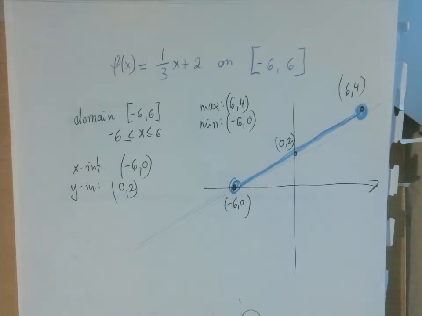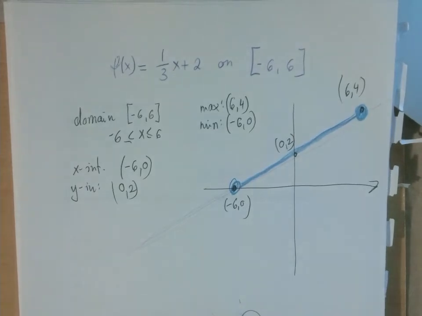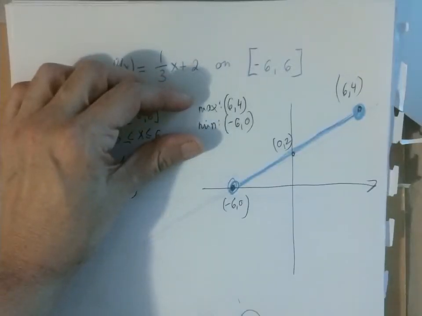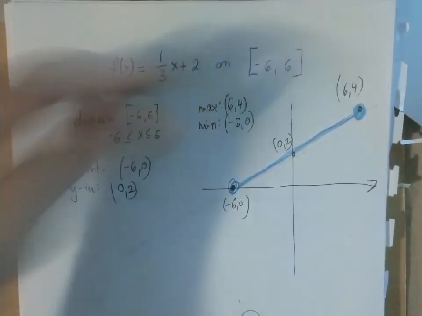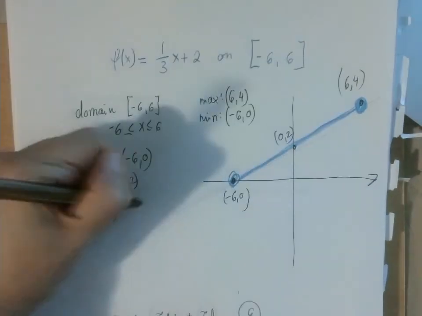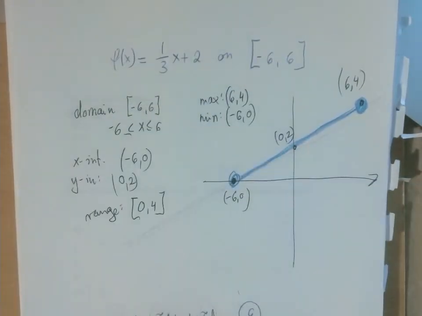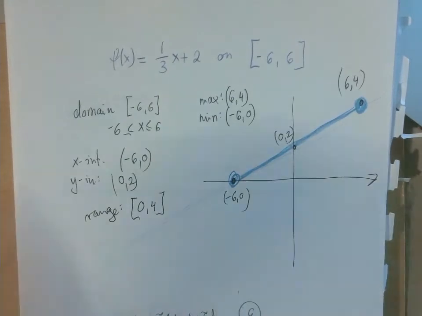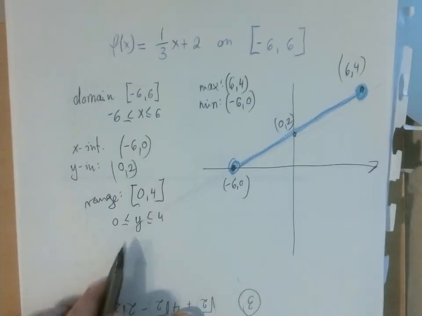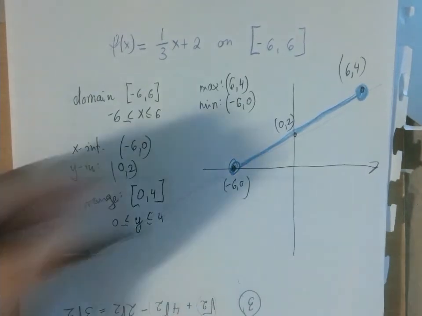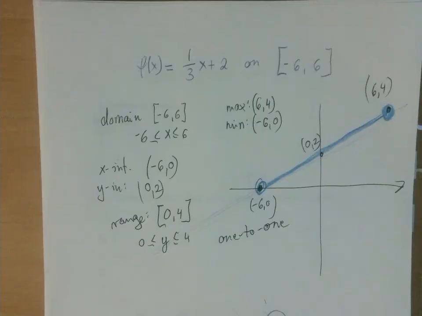Okay, now we can go back to the range. Because in this particular case, the range is really all the numbers between the minimum and maximum, right? So the range is, we're going from 0 to 4, right? And it's a closed interval because 0 and 4 are taken as y values. So this would be the inequality notation. This is the interval notation. It's still one-to-one, and we already graphed it.